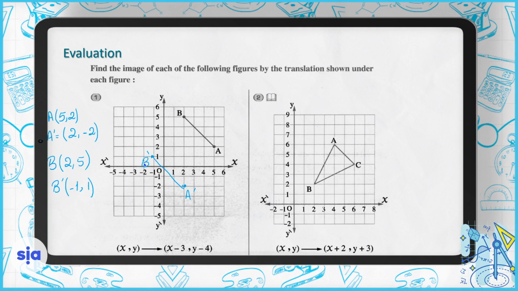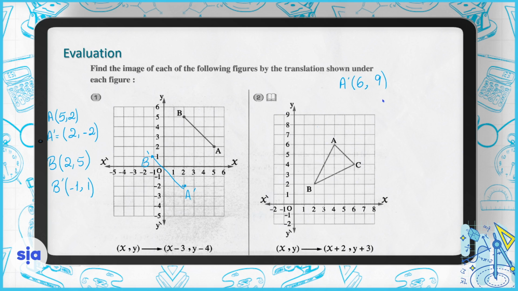Question 2. Each of these points, I will add to each x 2, and I will add to each y 3. So for point A, it had coordinates (4, 6). If you add 2 to the 4, it becomes 6. If you add 3 to the 6, it becomes 9.